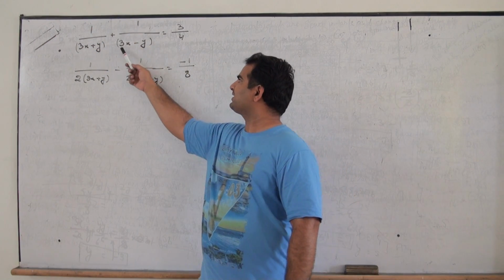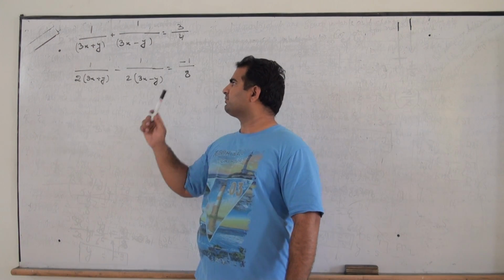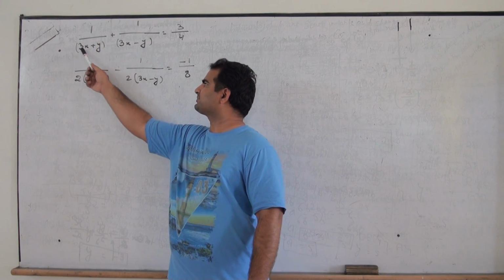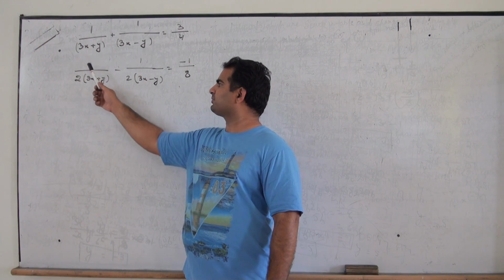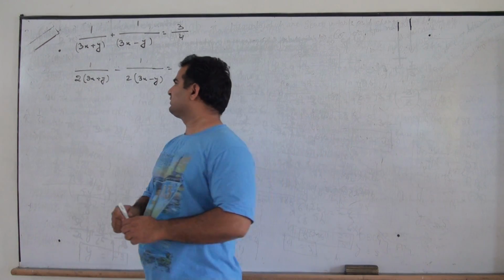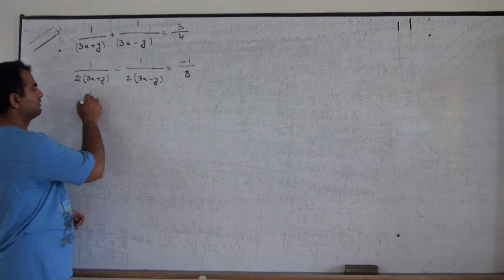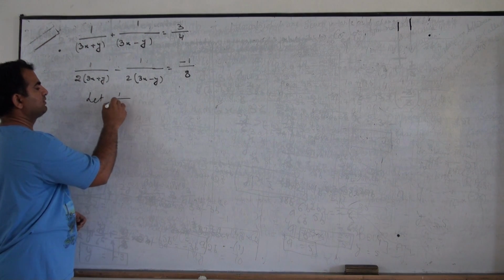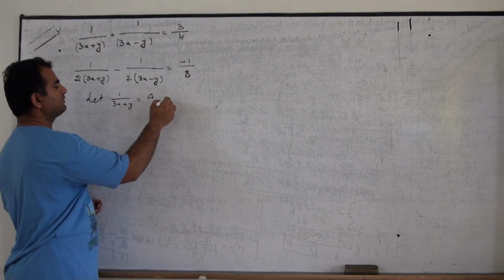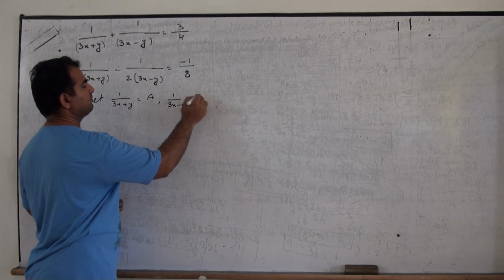And what about 3x minus y? It can be b. What we have to check out is that it should be same in both the equations. Like we have 1 upon 3x plus y here, and we also have 1 upon 3x plus y in the second equation. So what we can do is, let 1 upon 3x plus y equals to a, comma 1 upon 3x minus y equals to b.